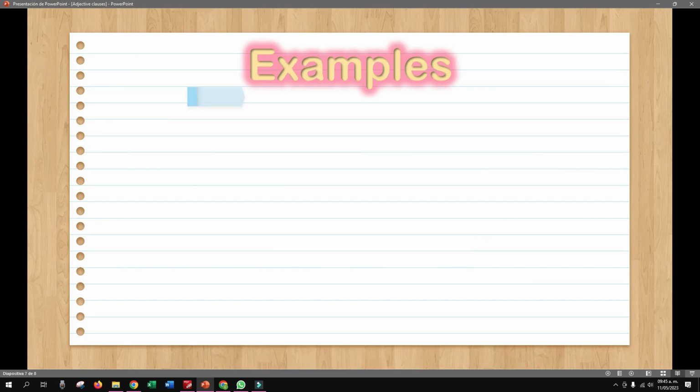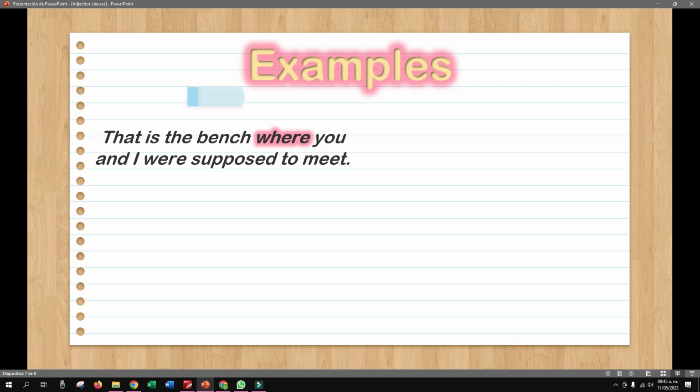For example, that is the bench where you and I were supposed to meet. So that is a relative adverb, where, right? That is the bench where you and I were supposed to meet, right? That is the reason why I couldn't meet you. So there you have another relative adverb, no pronoun in this case, right?